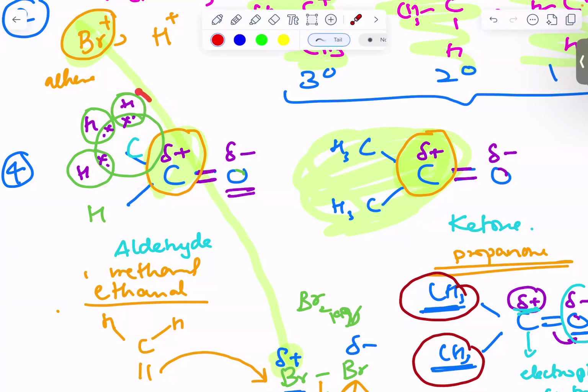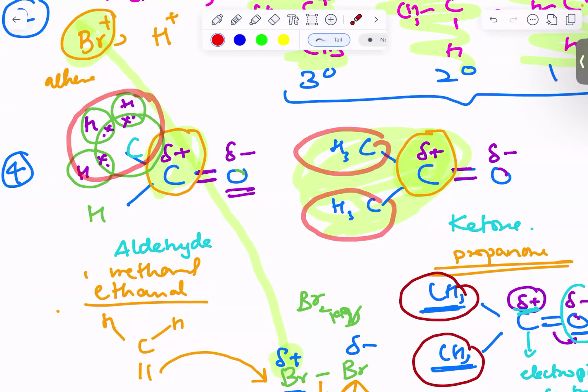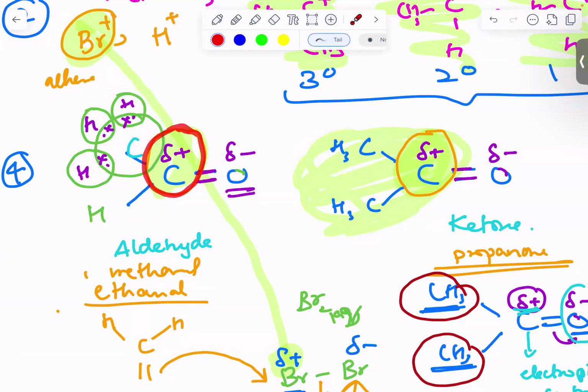But there is only one methyl group to support, unlike ketone, which has two methyl groups. So still, this carbon will have less support. It will not be greatly supported by the R group. So the electrophilic center would remain there. It would be a good electrophilic center, and that is why a nucleophile will readily attack on it. That is why aldehydes are more reactive than ketones. Got it?